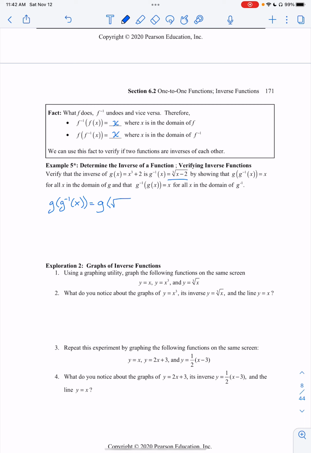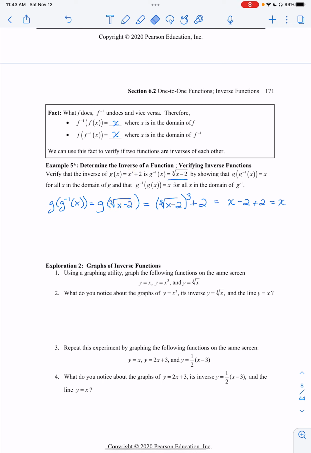So the cube root of x minus 2. Now I'm going to substitute in this whole quantity right here for the x in my g of x equation. So this is going to turn into the cube root of x minus 2, cubed, plus 2, which is just going to equal x minus 2 plus 2, which equals x. So we're good on that one, right?